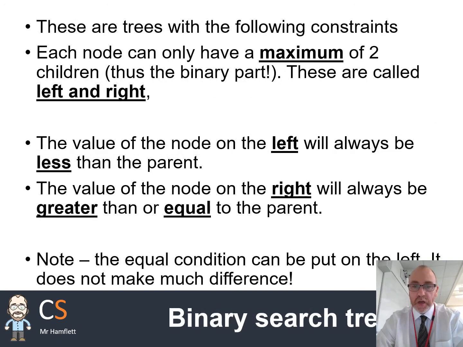So, as I said before, for binary search trees, each node can only have a maximum of 2 children, and we call these left and right. Rather than having an array, we just simply have 2 extra variables called left and right, and that's it. The value of the left node will always be less than the parent, and the value on the right is always bigger. If we have 2 nodes which have the same value, then as long as we are consistent, it doesn't actually matter if we go left or right. Okay, so that will be up to you when you implement the algorithm.